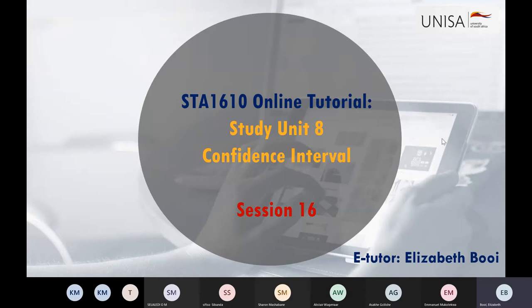Without wasting any time, welcome to your session 16, where we're looking at confidence interval. We continue from where we left off on Wednesday.